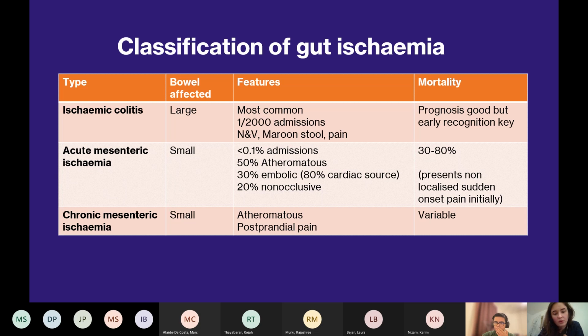And then chronic mesenteric ischemia is quite similar to ischemic colitis in that it's long-standing, low-grade pain after food, but can progress. So you would want to medically manage these patients and fix all of your modifiable risk factors to prevent this getting worse and increased atheromatous disease.